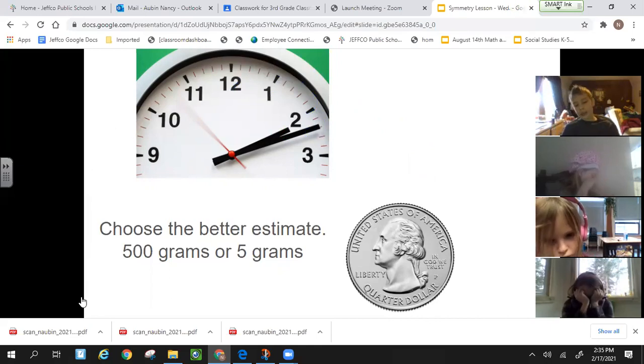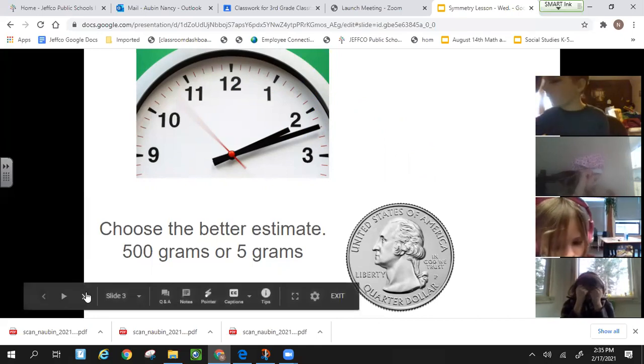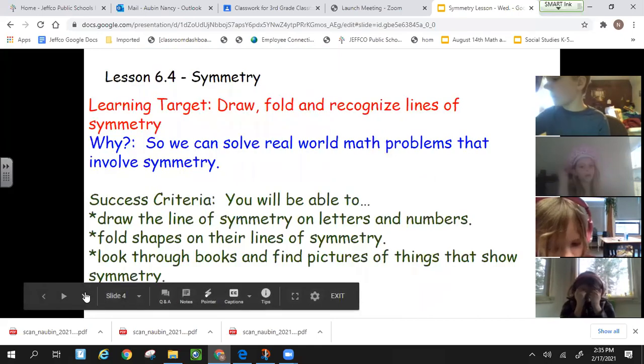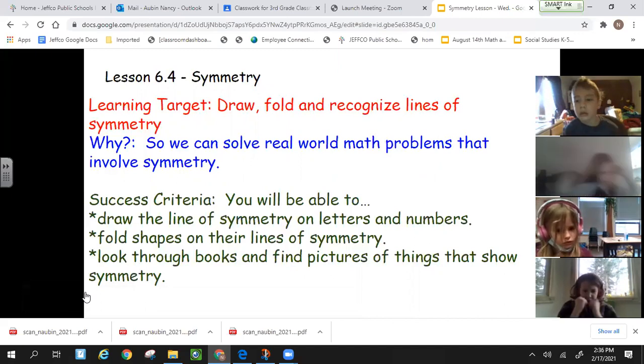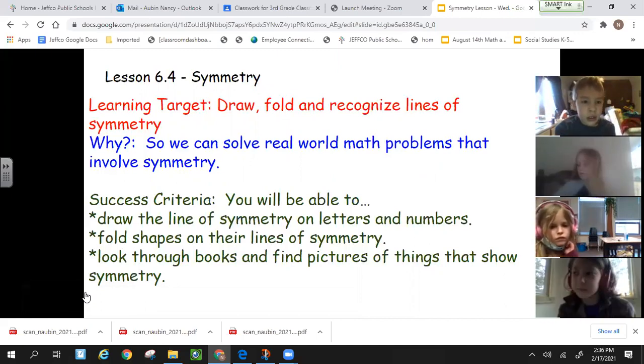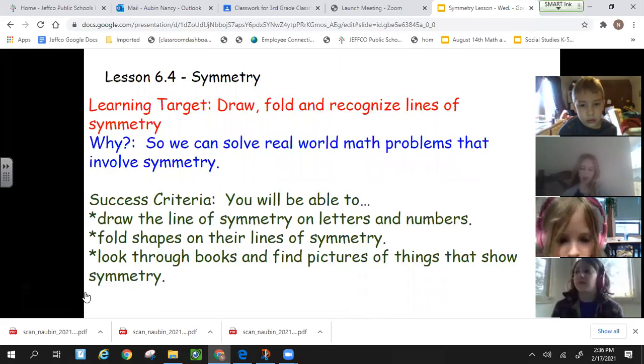Please put the lids on your markers and set those aside for now. So today we're going to talk about symmetry. I had to do a little explanation this morning on my graph because we talked a little bit about symmetry. Anybody have schema about symmetry? So Renee, what do you already know about symmetry?